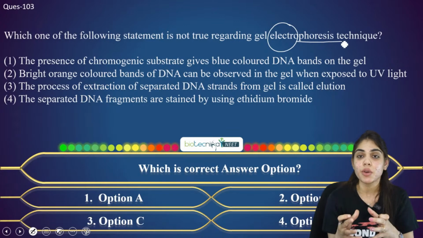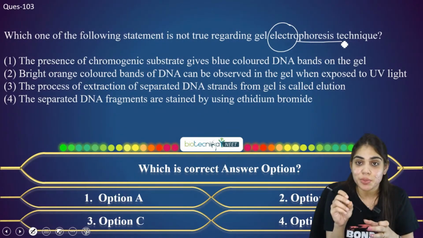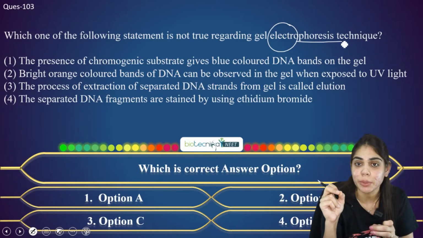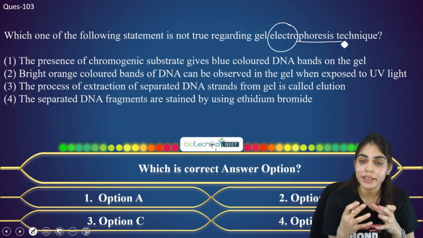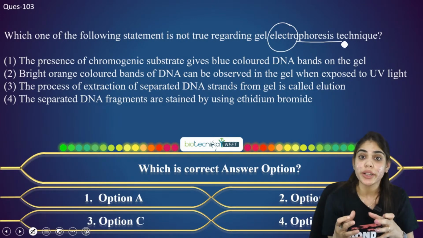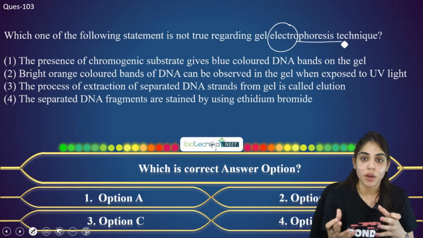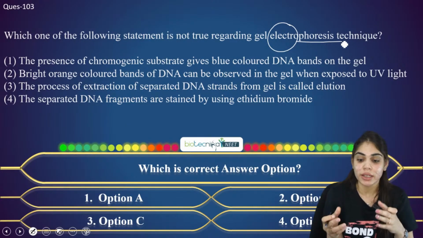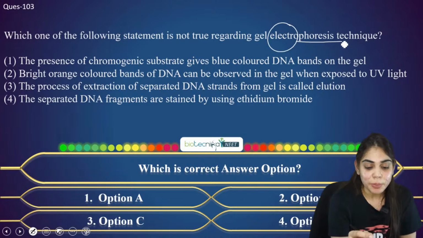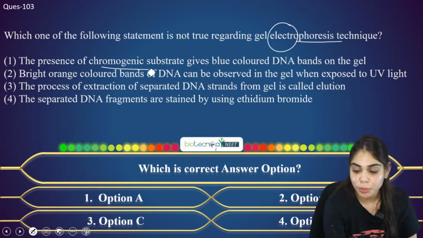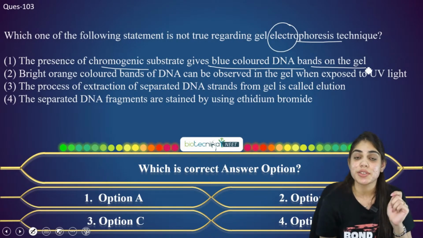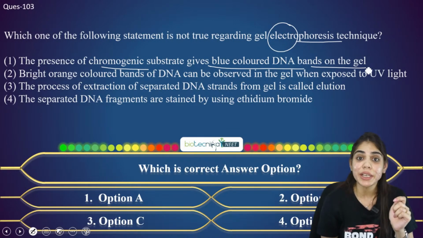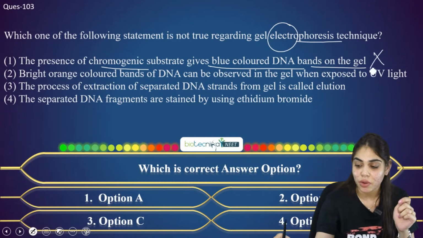Now what happens while you perform electrophoresis, this dye, ethidium bromide, will bind to or intercalate into the DNA segment. And what will it show? It will give you a bright orange color when seen under UV light. So now let's see the statements. The presence of chromogenic substrate gives you blue color DNA bands on the gel. It is not blue color, but a bright orange color. So this option is the wrong option.